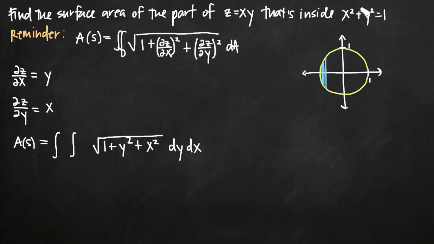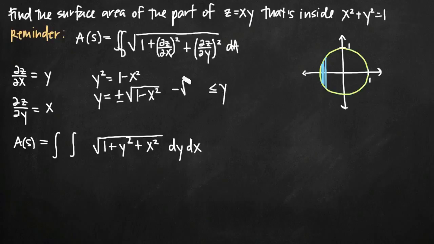And the way that we'll do that is by solving our bounding equation here for y in terms of x. When we do that, we'll subtract x squared from both sides and we'll be left with y squared is equal to 1 minus x squared. When we take the square root of both sides, we get y is equal to positive or negative square root of 1 minus x squared. Therefore, we know that our upper and lower limits of integration for y are these two values here. So we can say that y will be greater than or equal to negative square root of 1 minus x squared and less than or equal to the positive square root of 1 minus x squared.